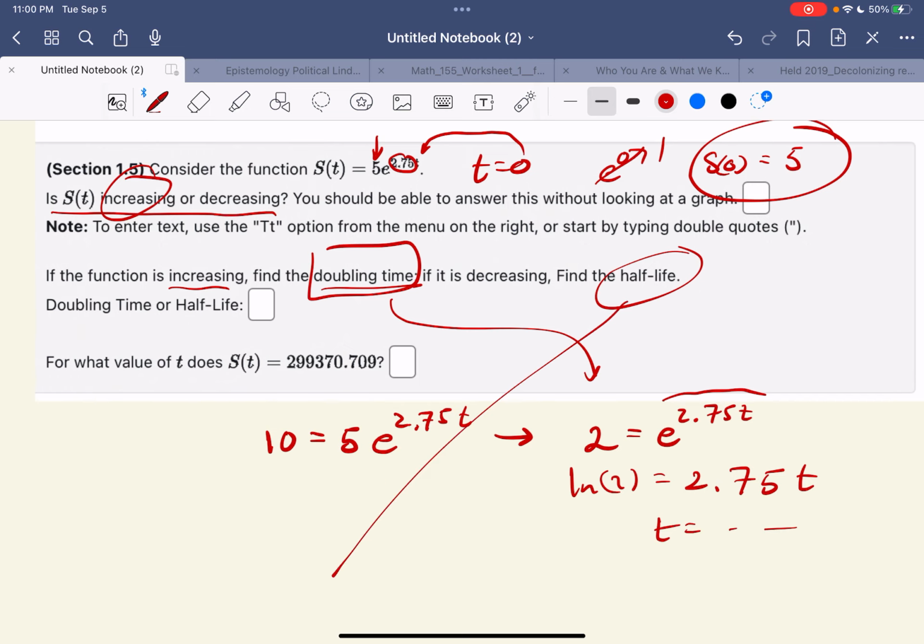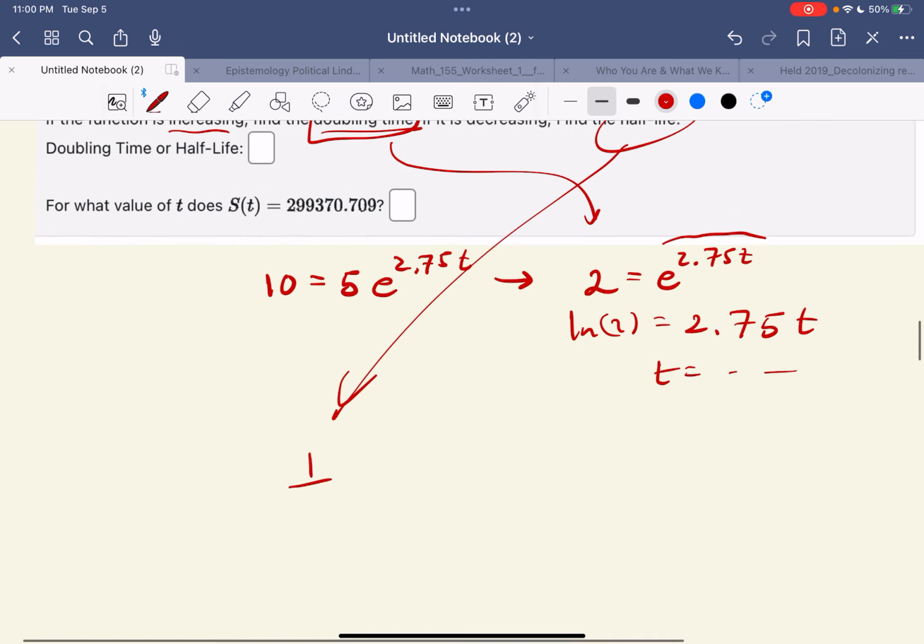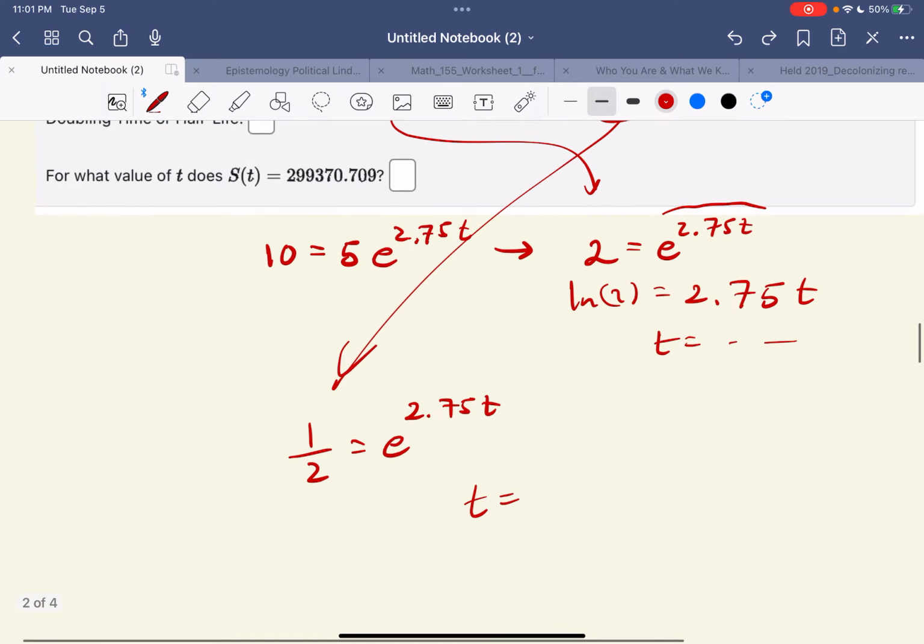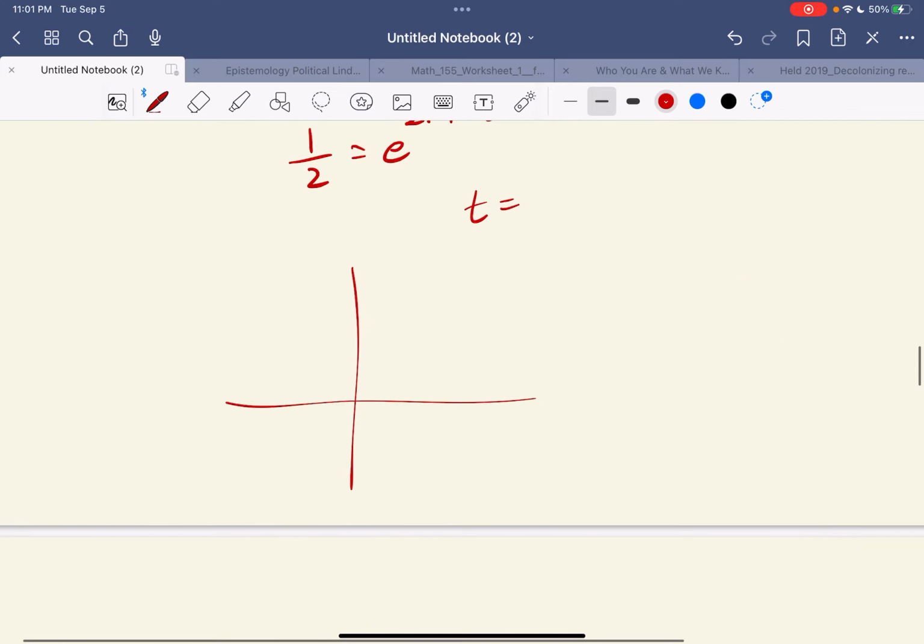Now, if instead you had to do a half-life, then you would just do something like 1/2 is equal to e to the 2.75 t. And you could actually solve this. It turns out that t is going to be negative. But you can't really have negative time. So the reason why they talk about increasing or decreasing is because of what these look like.